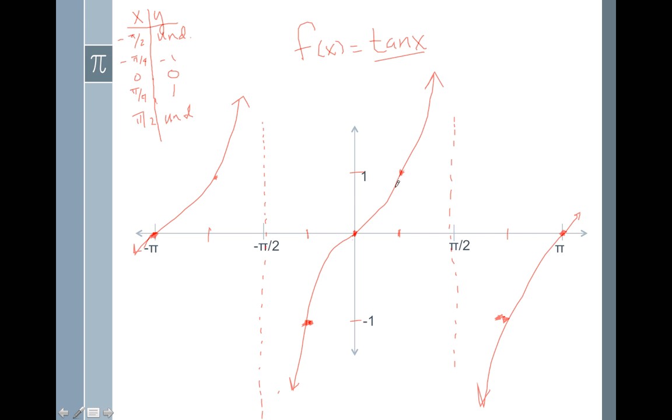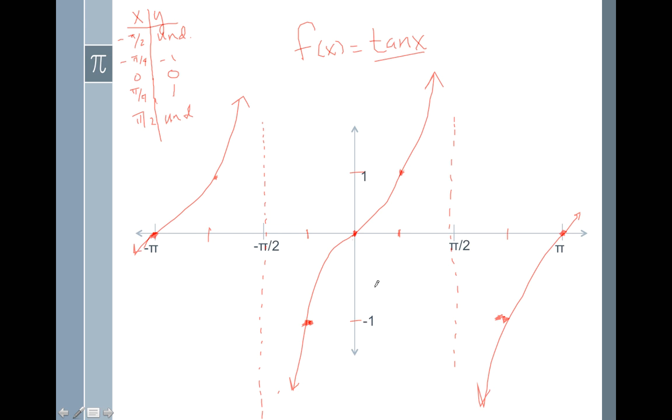Okay, so that is 2 full periods of tangent. Half up and half down makes 1 full period, right? And really, between negative pi halves and positive pi halves is 1 full period, 1 full cycle, if you call it that, of tangent.